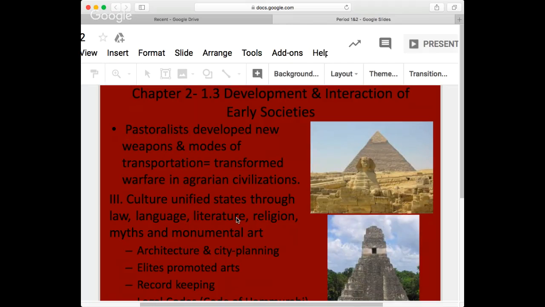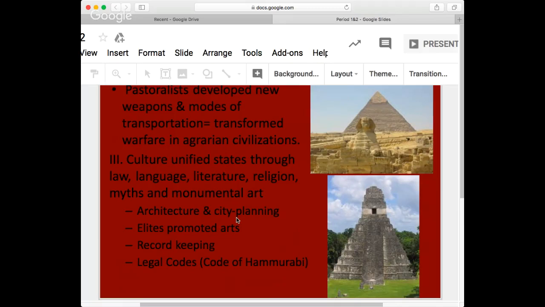Pastoralists are also still happening at the end of period 1 here. And they're creating new weapons, etc., as they're moving around from place to place. And then for all of these people, you also have different culture that is unifying them. So you've got religion, laws, languages, literature, monumental architecture. Here's the pyramids in Egypt.